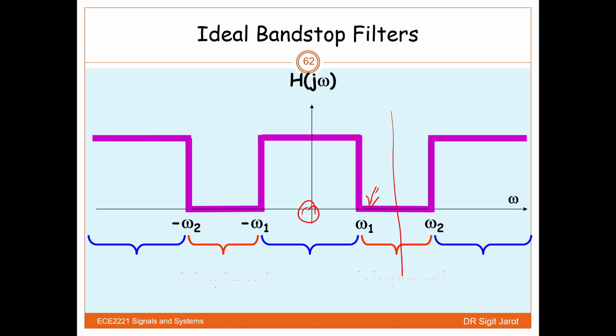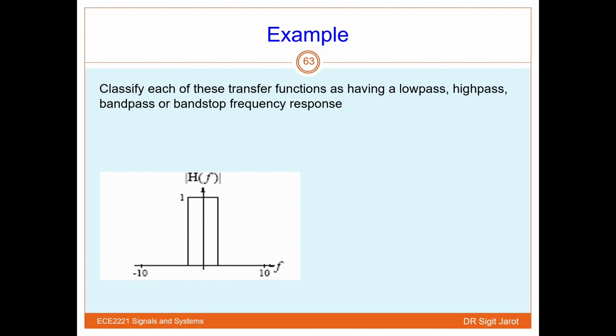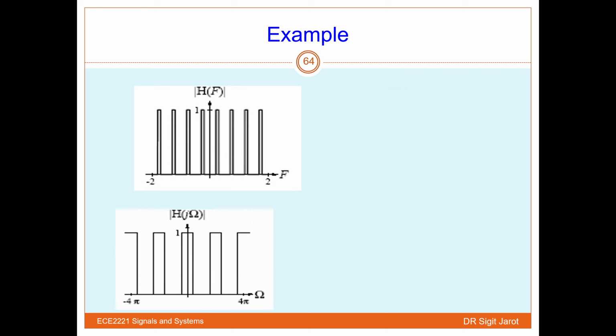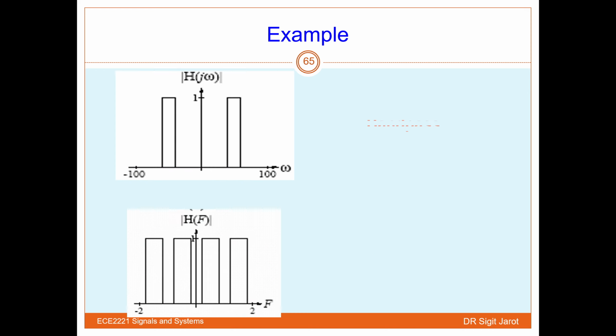So this is low pass. At low frequency it passes. This is band pass. At higher frequency it will pass. And band stop, at higher frequency it will stop. Okay, this is an example.